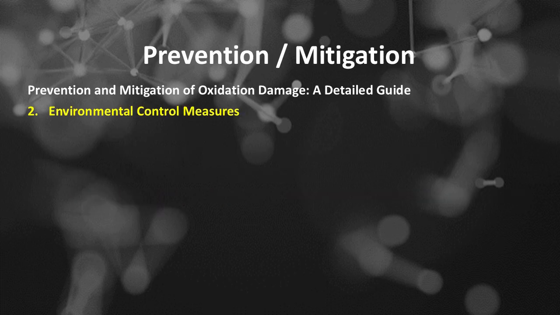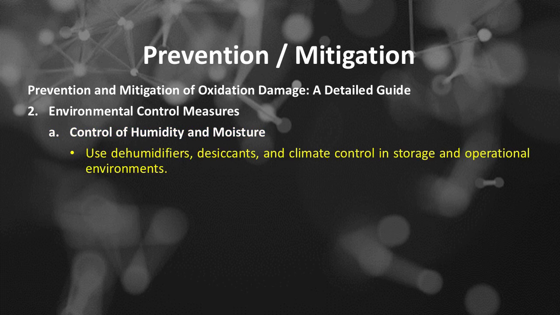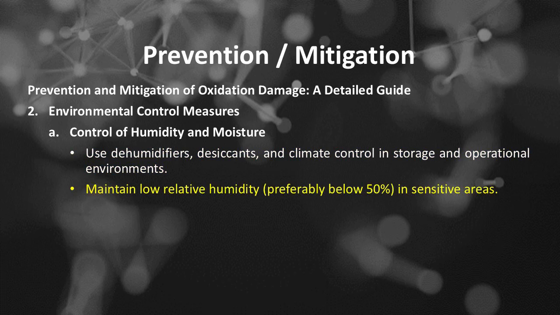Number 2 of prevention and mitigation of oxidation damage is environmental control measures. Number A, control of humidity and moisture. Use dehumidifiers, desiccants, and climate control in storage and operational environments. Maintain low relative humidity, preferably below 50%, in sensitive areas.